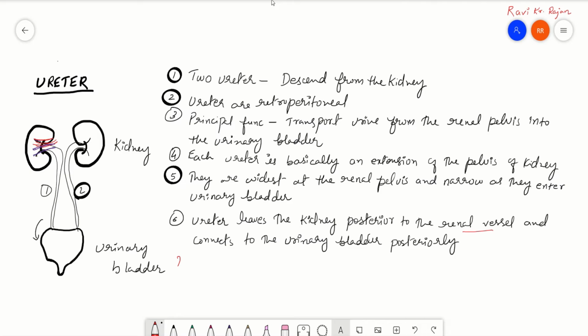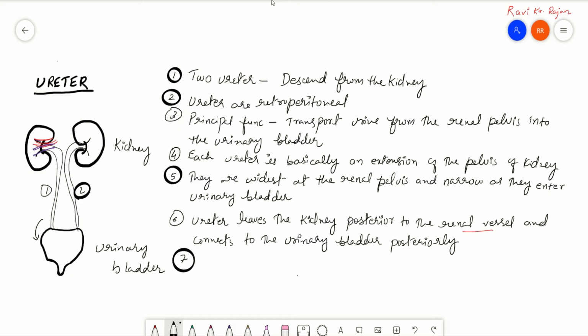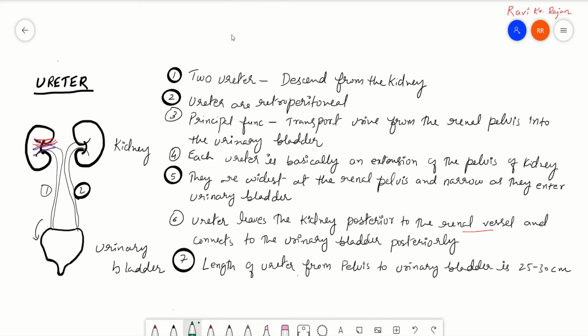The next point is point number 7. Generally the length of the ureter from the pelvis to the urinary bladder is 25 to 30 centimeters. That means this whole distance from the renal pelvis to the urinary bladder will be around 25 to 30 centimeters.